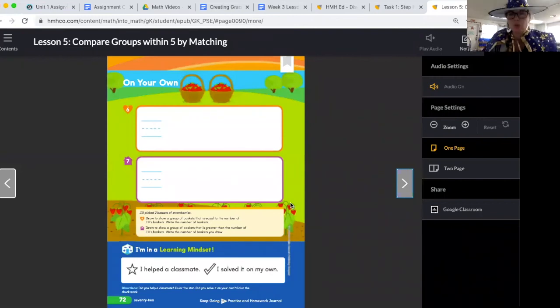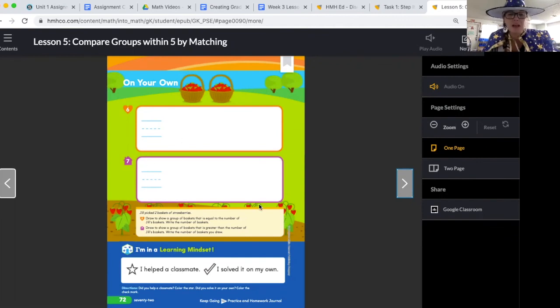Okay, on your own. Ready? Here is what your book looks like. I'm going to tell you a story. Jill has 2 baskets of strawberries. Yum! Okay, in this box, what you're going to do is draw to show a group of baskets that is equal to the number of baskets that Jill has. Write the number and draw the baskets. Pause while you do that.